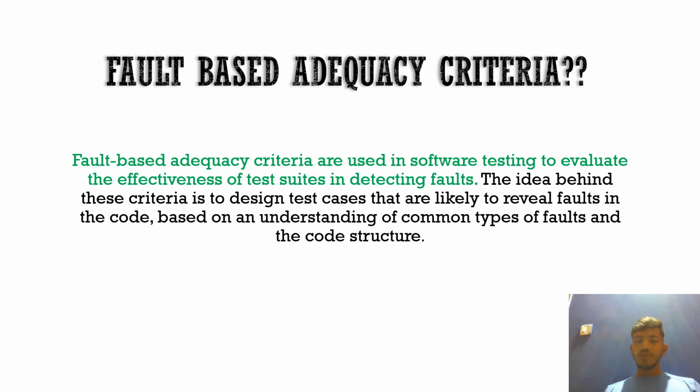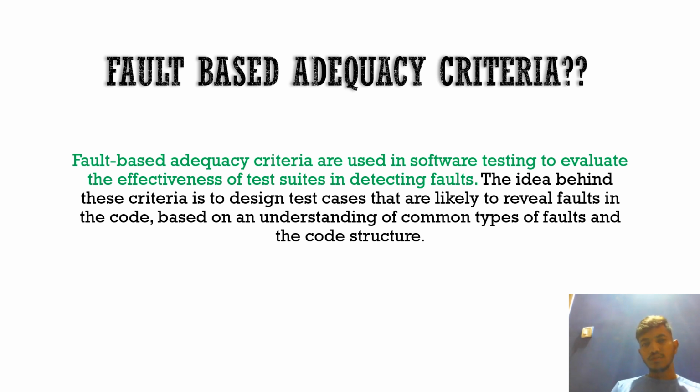Next, fault-based adequacy criteria. Fault-based adequacy criteria are used in software testing to evaluate the effectiveness of test suites in detecting faults. The idea behind these criteria is to design test cases that are likely to reveal faults in the code, based on an understanding of common types of faults and the code structure.